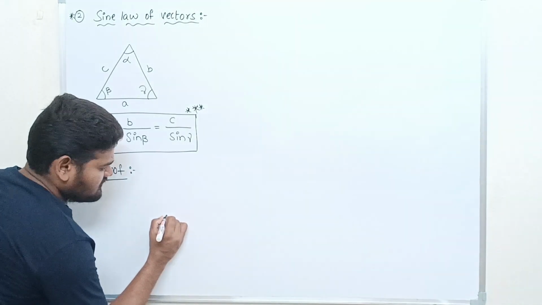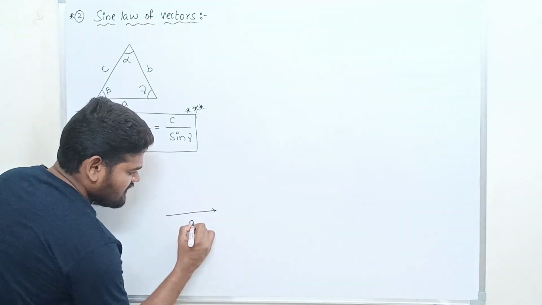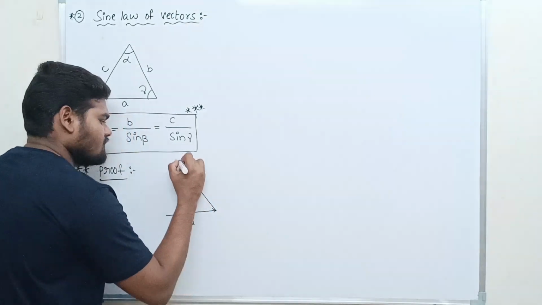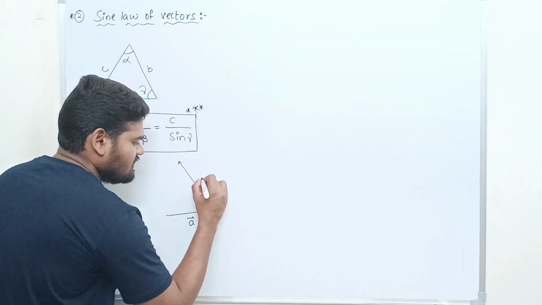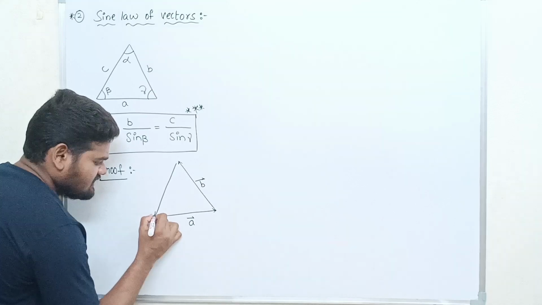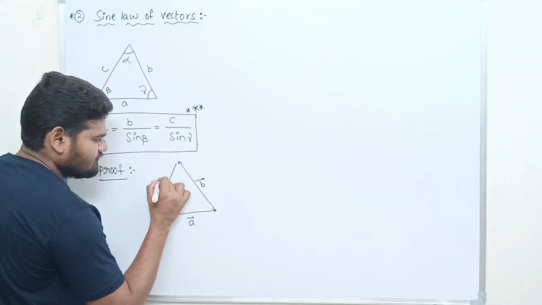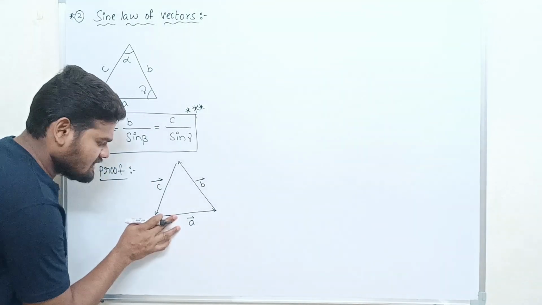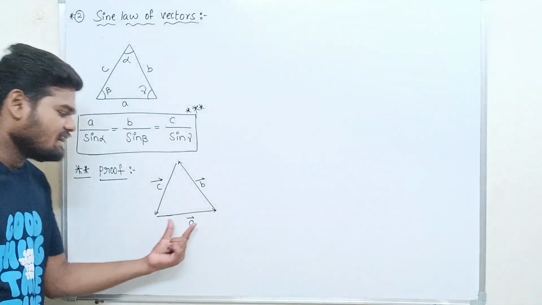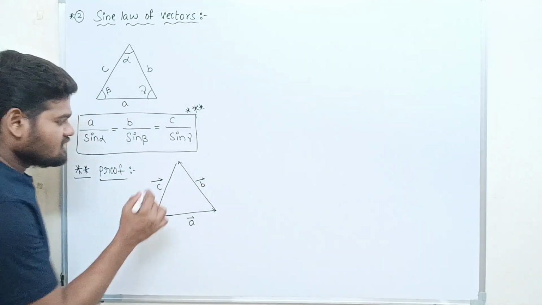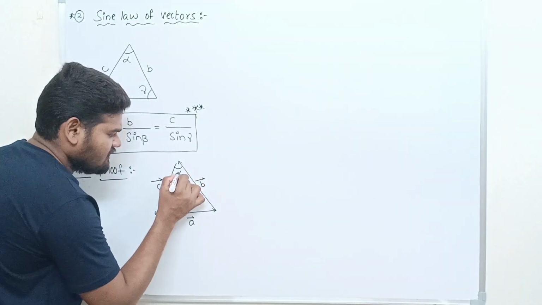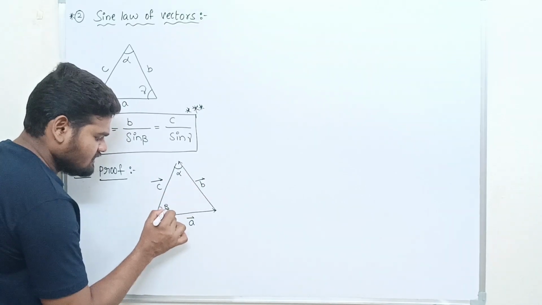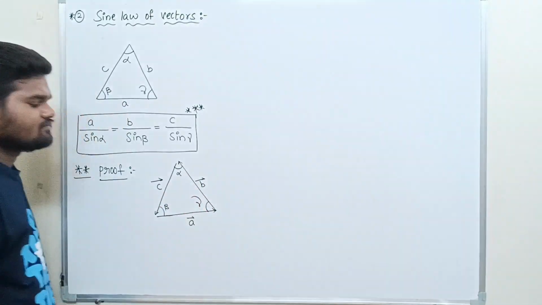Okay, so have a look. This is the A bar vector. This is the B bar vector. Now this is the C bar vector. A bar, B bar, C bar: these are the three sides of a triangle in the form of vectors. So here is an angle alpha, here is an angle beta, and this is gamma.